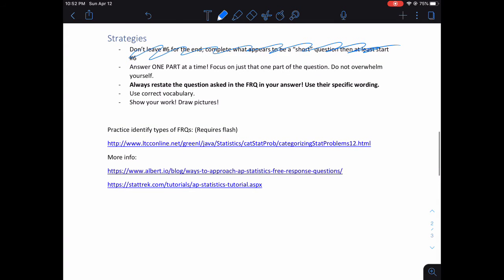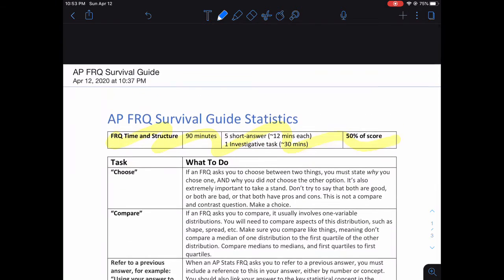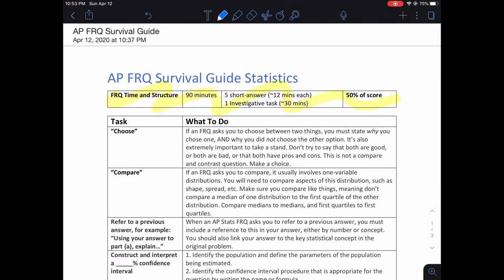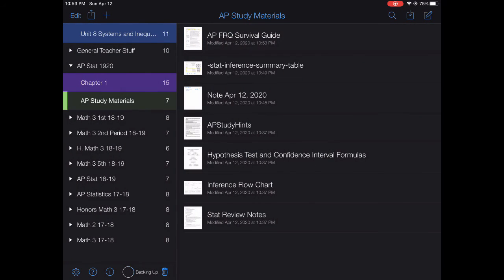If you want, there are some websites that will help you identify some different types of FRQs to sort of help you look at a problem and be able to identify what you're supposed to do from that. And then there's some more information about AP FRQs in here. So really make sure we're looking at our FRQ stuff. There's some more stuff in here.